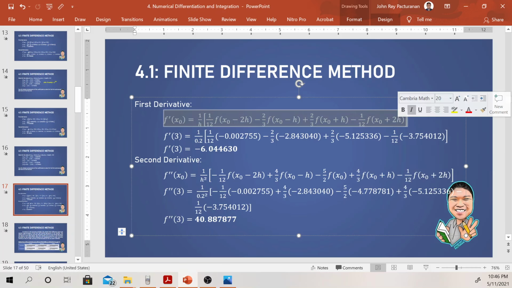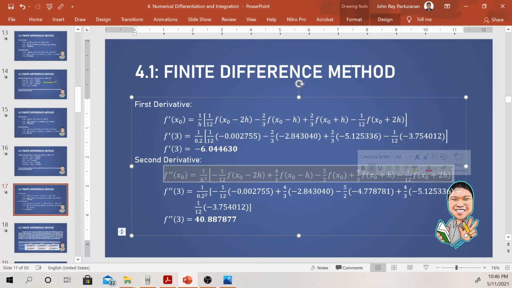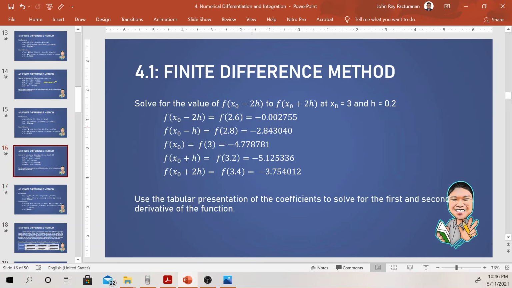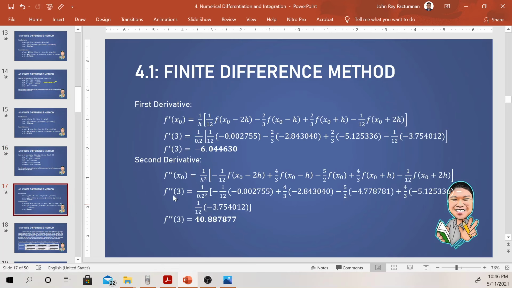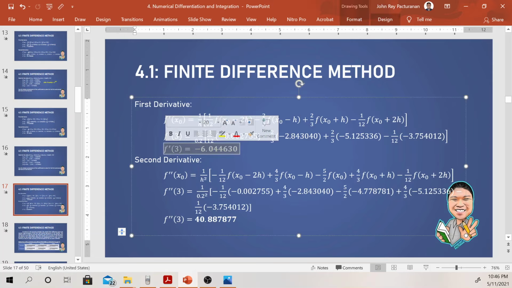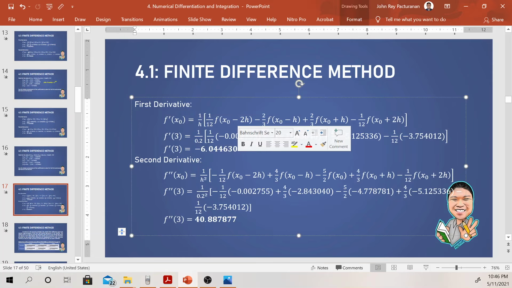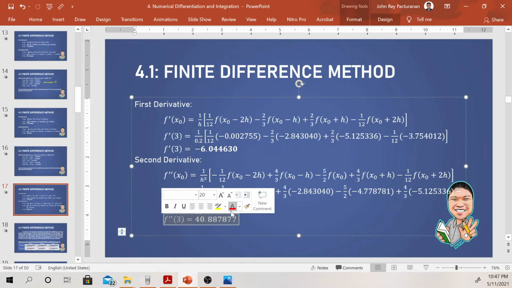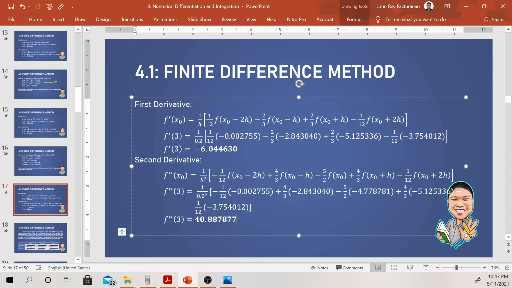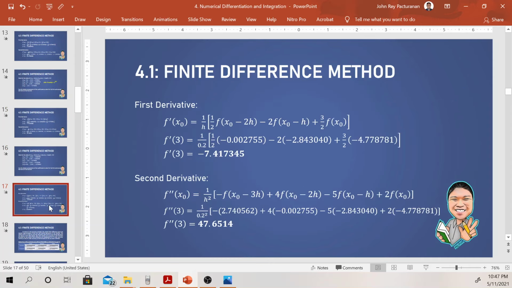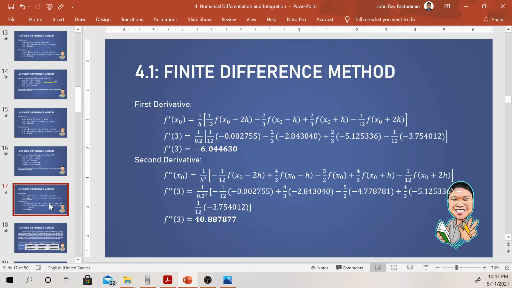So, once kasi, diba, na na-establish mo na tong formulas, ang gagawin nyo na lang naman dito, class, is to substitute these values na na-obtain natin. So, madali lang, in general, itong solution natin. So, ipagbibigay tiwala ko na lang yan sa inyo, no? Halimbawa, ito, substitute nyo na lang. So, ang mahahanap natin na first derivative is negative 6.044630. And yung second derivative is 40.887877. Among sa three formulas natin, ito na yung tandaan nyo, no?